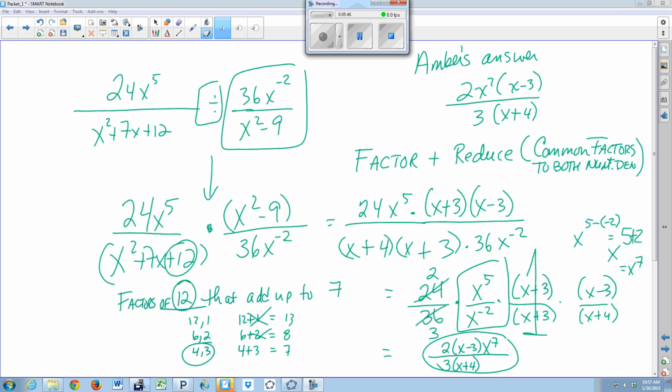Or as Amber mentioned, if you don't use that, you can also use the idea that you can change the position of any power by moving it from the numerator to the denominator, or denominator to numerator, if you change the sign of the power. I have every right in the world, if I wanted to bring this x to the 5th down to the denominator, but then I have to call it x to the -5.